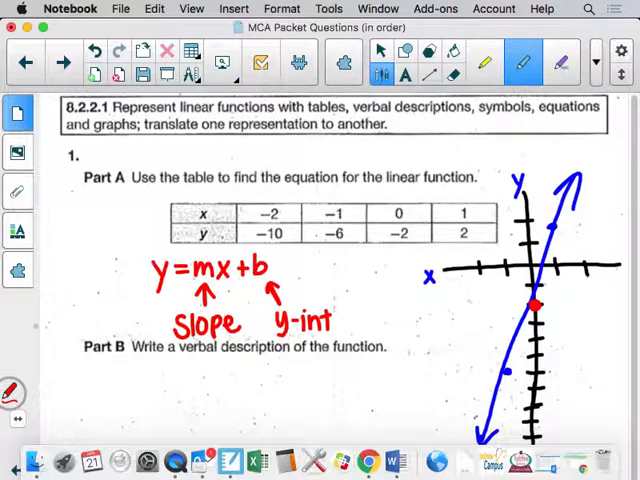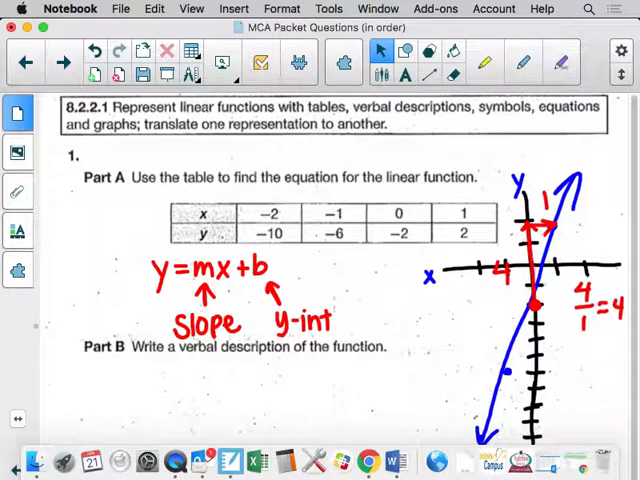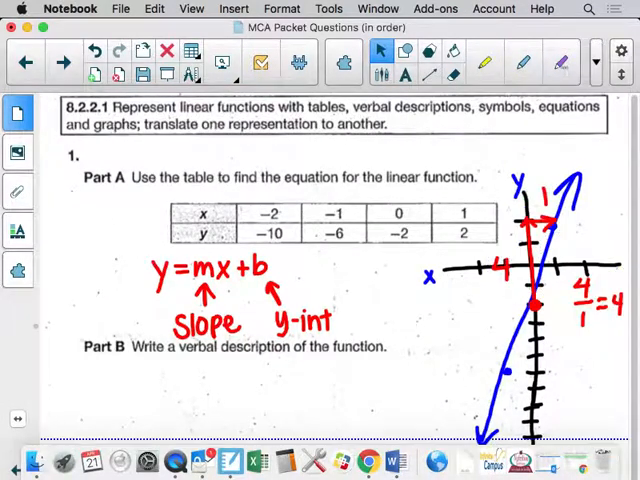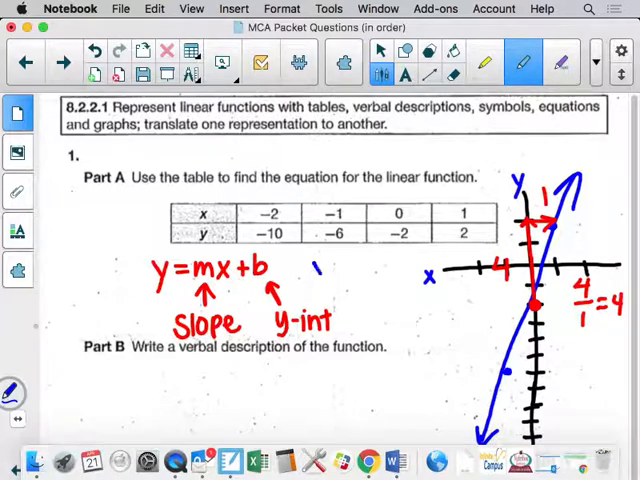To count my slope, I rise 1, 2, 3, 4, and run 1. So rise 4, run 1. 4 divided by 1 is 4. So my slope is 4. So my equation now would be y equals 4x minus 2. The slope is positive 4, rise 4, run 1, up 4 over 1, and my intercept was -2 on the y-axis.